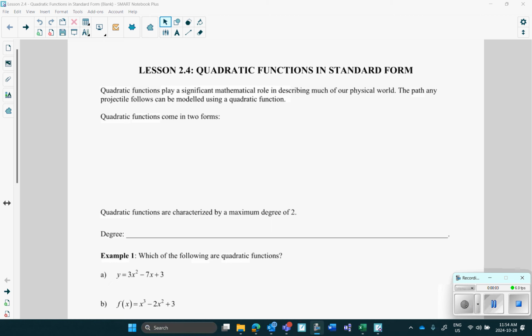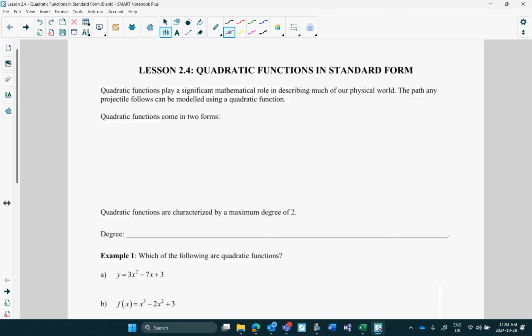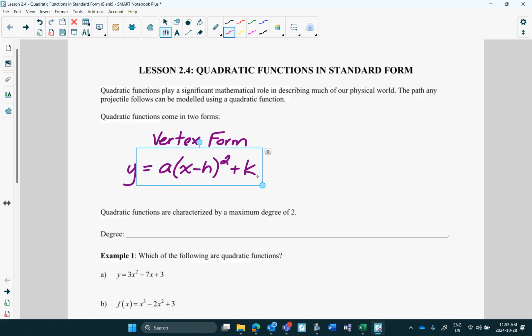So quadratic functions, we have seen them now in this form, which we call vertex form. And it's y, or f of x, equals a times (x minus h) all squared plus k. Why do we call it vertex form? Because really we can read the vertex.